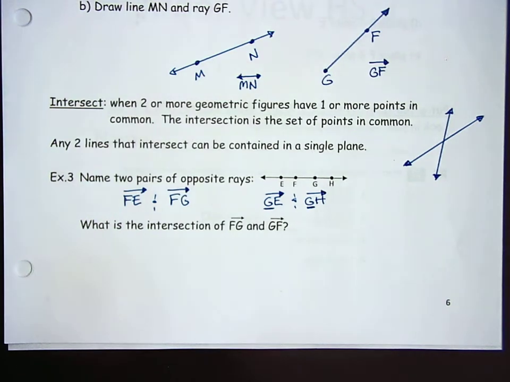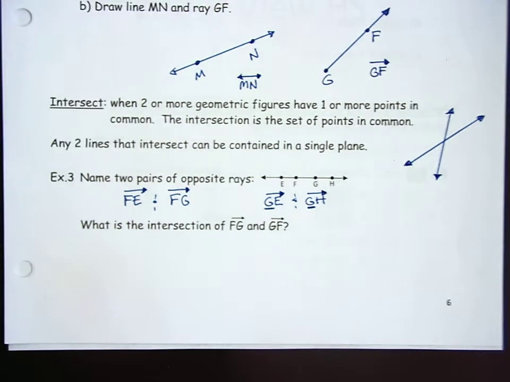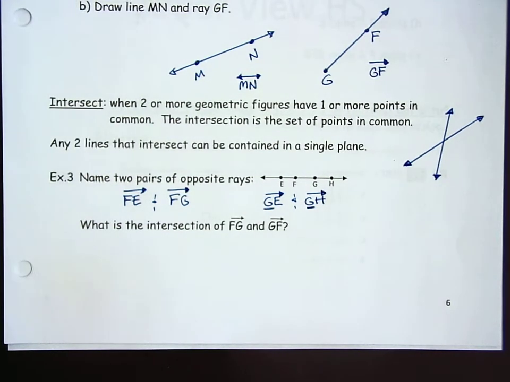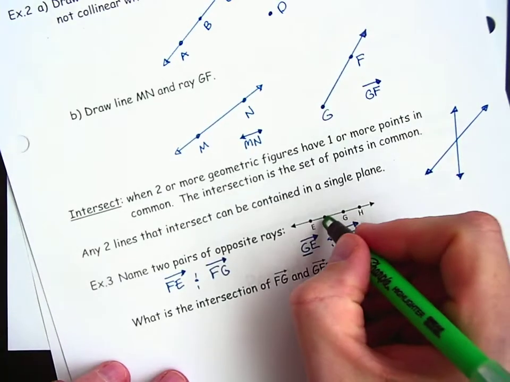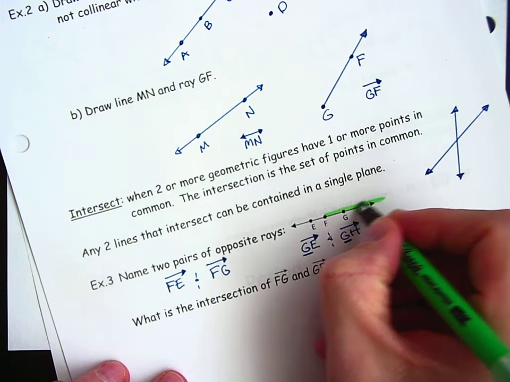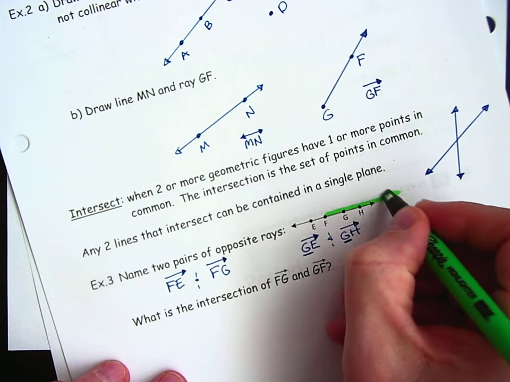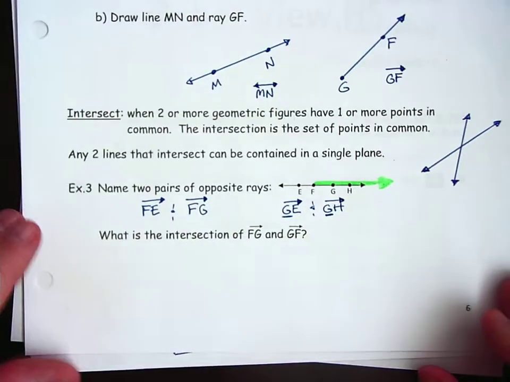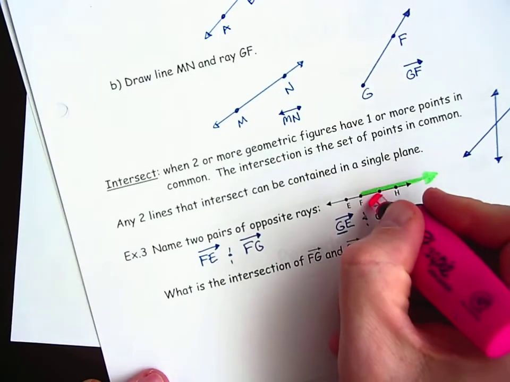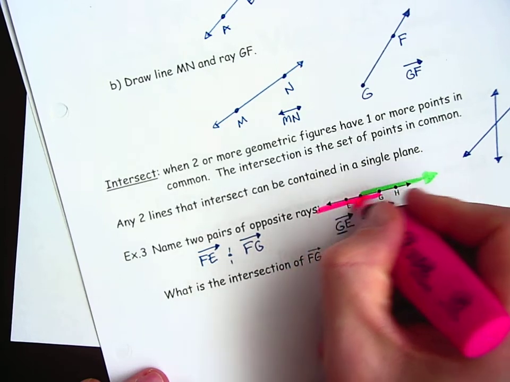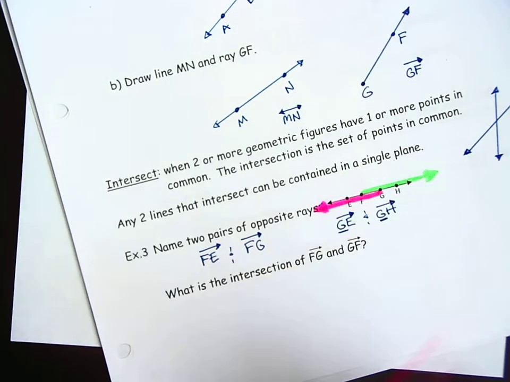What is the intersection of ray FG? So what you might want to do is just highlight over the top. So FG is going off in that direction, right? And GF I'm going to put under, so that's going off in this direction.